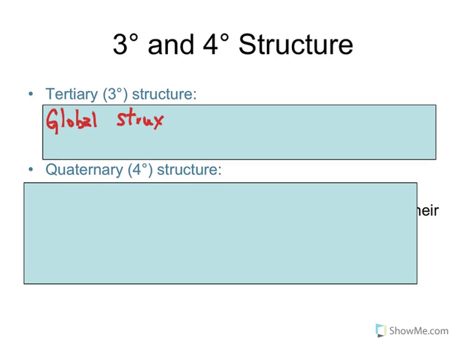The quaternary structure is, for whatever reason, the one that tends to give people more difficulty. You only have a quaternary structure under certain conditions. First of all, you can only have a quaternary structure if you have multiple proteins coming together, interacting with each other.